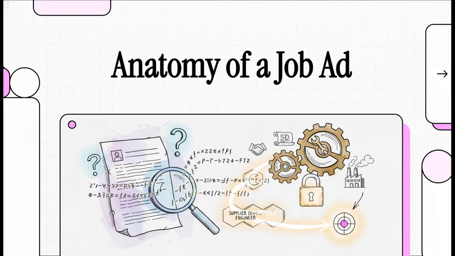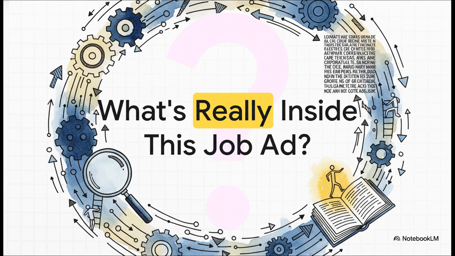You ever look at a job ad and feel like you're trying to read another language? Well, today that's exactly what we're going to do. We're going to take this real job ad for a supplier development engineer and we're going to tear it apart to figure out what the company is really looking for. So what is actually going on inside this ad?